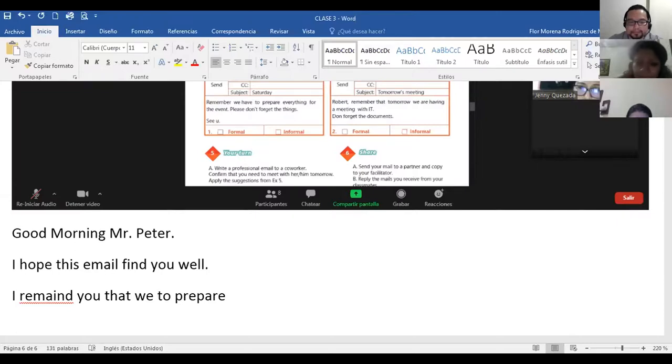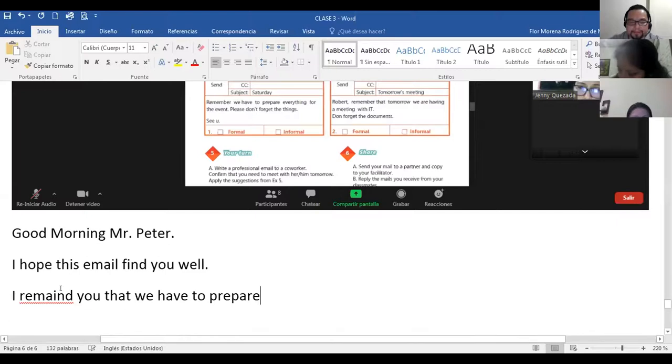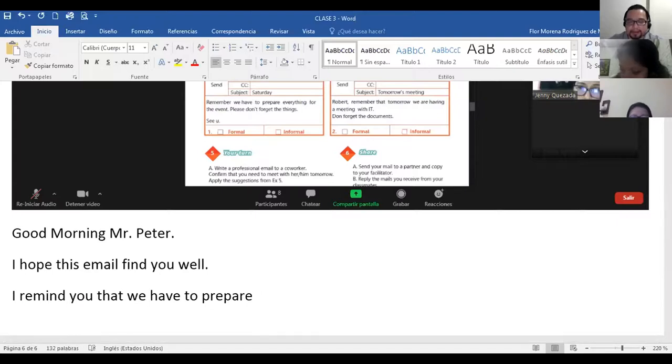We have, ahí lo que dice la carta, el correo, perdón, el correo que está ahí abajo, lo que dice. We have to prepare everything for the event. Okay, y en remind, quítele la, no me había fijado, llevaba una. Solo con la I, yes. Very good. I remind you that we have to prepare everything for the event.